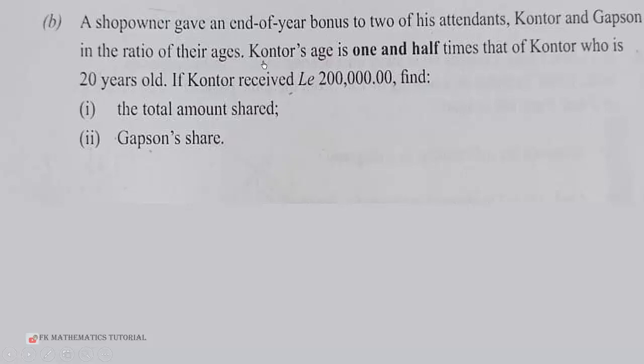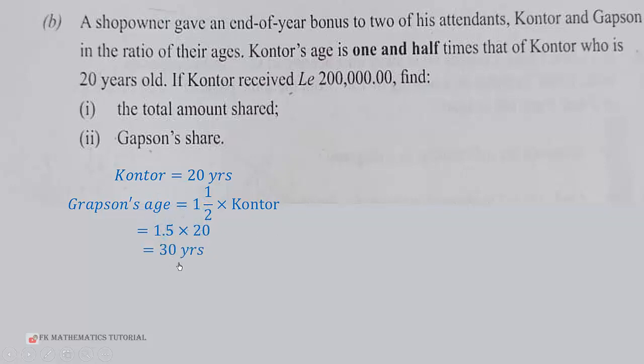Then we can do this. Contour is 20 years. Then Grabson's age is 1.5 times of this. So Grabson's age will be 1.5 times Contour's age, which is 1.5 times 20, and that is 30 years. So if that is the case, then we have their ratio. Grabson's age to Contour's age will be 30:20, and that is the same as 3:2.